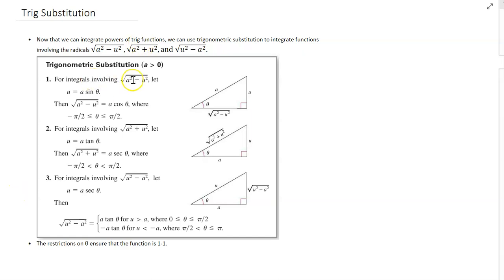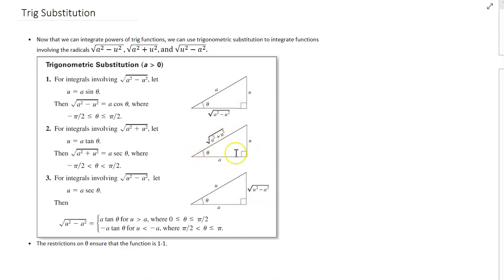So for integrals that involve the square root of a squared minus u squared, we're going to use a substitution u equals a sine of theta. And we're going to build a triangle using the Pythagorean theorem that looks like this. For integrals involving the square root of a squared plus u squared, we're going to let u equal a tangent of theta. And we're going to build a triangle of this form using the Pythagorean theorem.